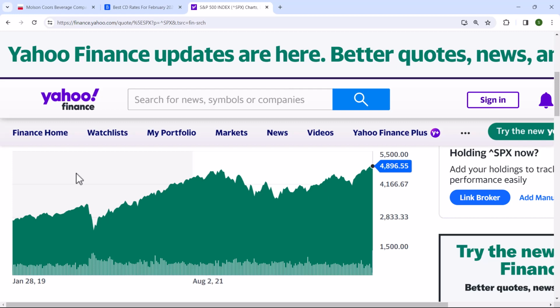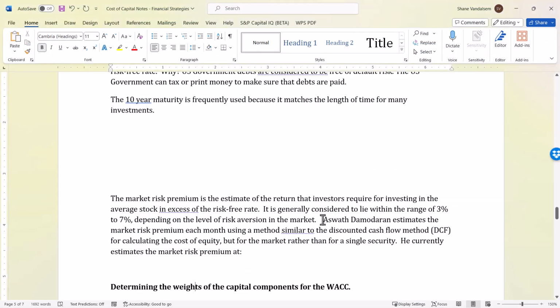People started pulling back. They started pulling their money out of the stock market and selling their investments, which lowered prices. And so that is the effect of an increase in the market risk premium on stock prices. It makes it go down. So what I've got here is that the market risk premium is generally considered to lie within the range of 3% and 7%, depending on the level of risk aversion in the market.